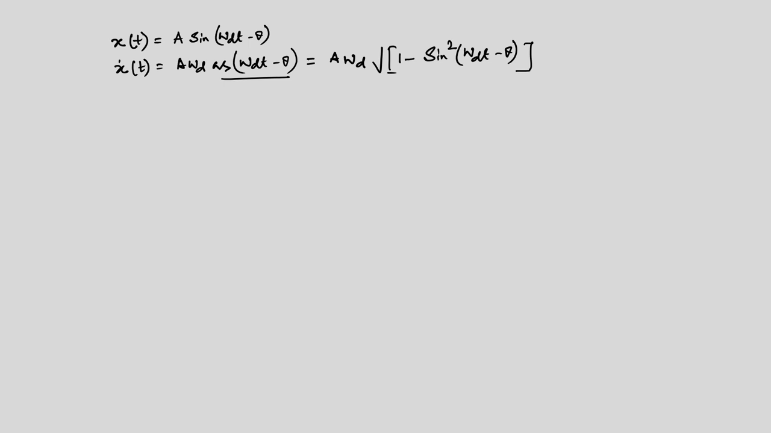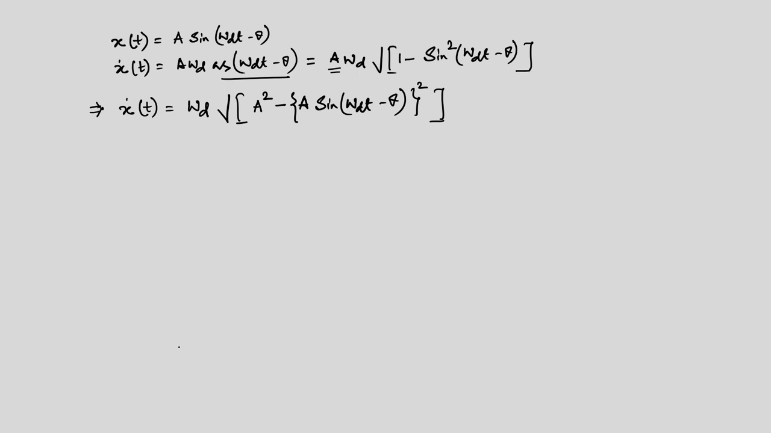Now, if we take this a inside of the square root, what we will get is x dot of t equal to omega_d times the square root of a squared minus a squared sin squared (omega_d t minus theta). Now, we can easily identify this quantity. This is nothing but x, that is the displacement. So, x dot is omega_d times the square root of a squared minus x squared.